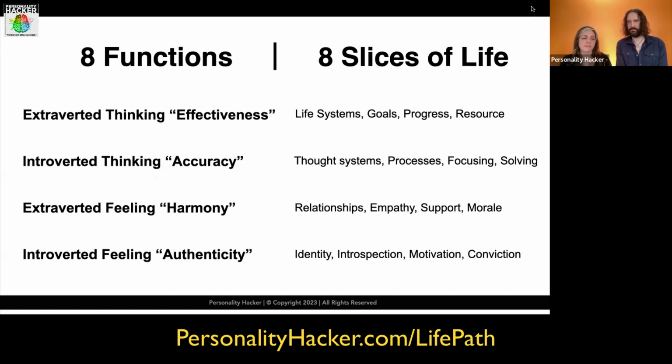Take, for example, if a family is missing introverted thinking or accuracy, they might never really talk to each other about what they're really thinking. They might actually be a family of deception. They might be very supportive, but every time there's a problem, they might not hit it directly and just sweep it under the rug. And now those things calcify or become cancers.